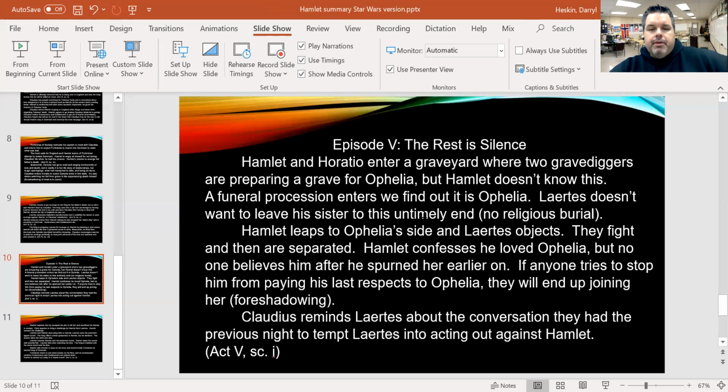So we have Hamlet and Horatio. They are in a graveyard. Now remember, Hamlet's just returned from his escapades, I guess, that occurred en route to England, and he will learn more about what happened.